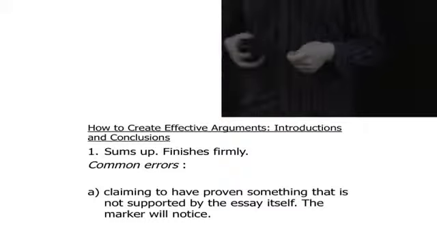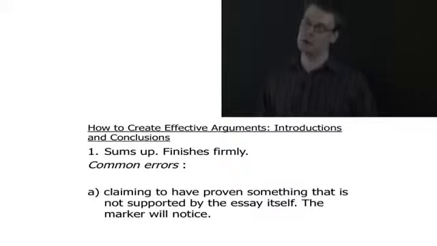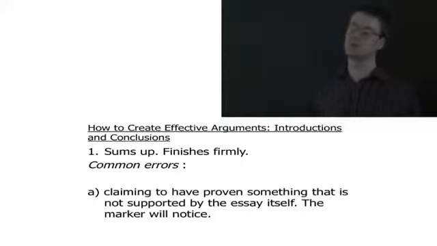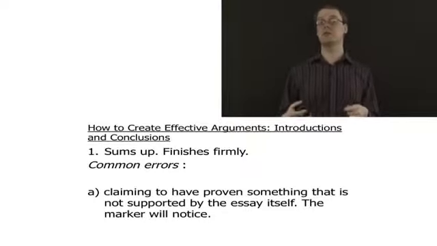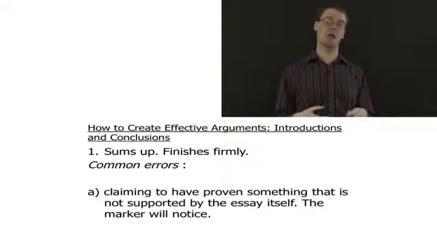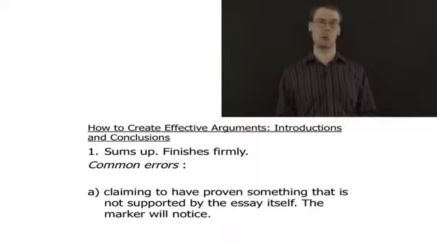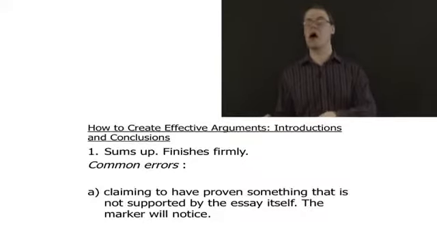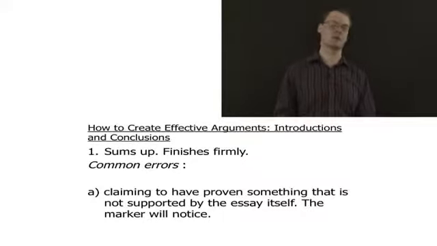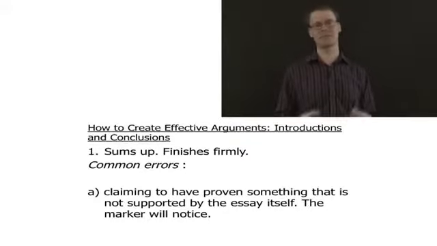Okay, so what are some common errors that people fall into in their conclusions? Well, I've kind of hinted at one of them already. A very common error is to say that you have proven something in your conclusion that you haven't actually proven in your essay. Okay, so students often get to the end of their essay and you get to write your conclusion and you think, uh-oh, I haven't actually proven what I said I was going to prove in my introduction. Well, never mind, if I just say that I have in my conclusion and it's what I said in my introduction, never mind, no one will notice. Well, surprisingly enough, people will notice.